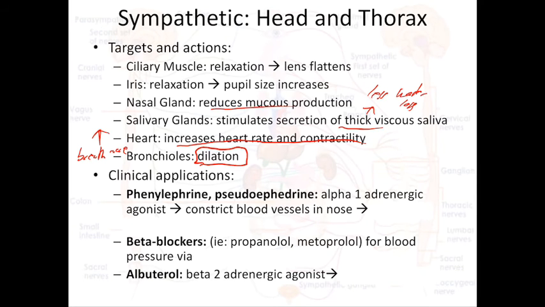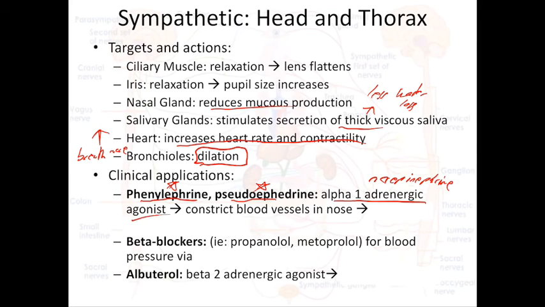Okay, some important clinical applications. Some of you are probably on a cold medicine right now, like Tylenol Cold and Flu, Sudafed, something like that, and DayQuil, something like that. Most of those either have pseudoephedrine in them or they have phenylephrine in them. Both of those act in the same way. They act on alpha-1 adrenergic receptors, right? So adrenergic, it's going to be for norepinephrine and epinephrine, right?